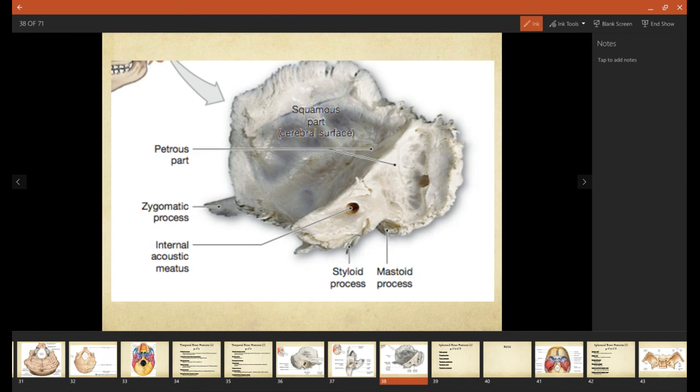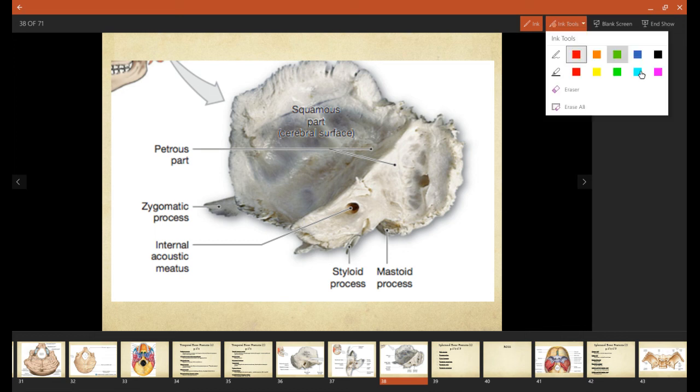Now from a medial view, we can see the rest of our structures. We see just a little bit of the styloid process sticking out here. We see the mastoid process. So again, this posterior section there is that mastoid portion. Here's our squamous portion. We can see now our internal acoustic meatus, so the ear hole on the inside.